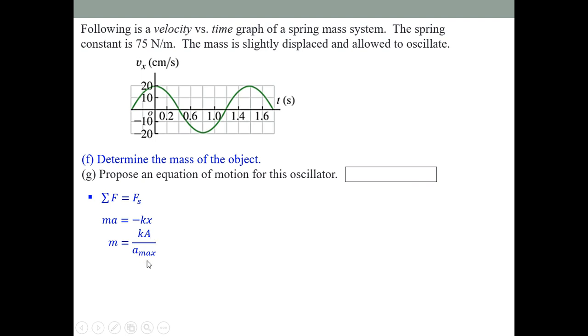So here I have everything already. k is given in the problem as 75 newtons per meter. I already found the amplitude from the previous part. We know a max from the previous parts as well. So if you plug and chug, you should get a value of 4.25.